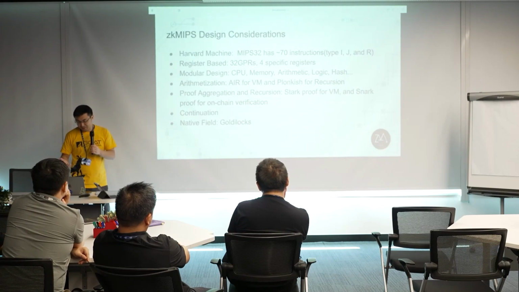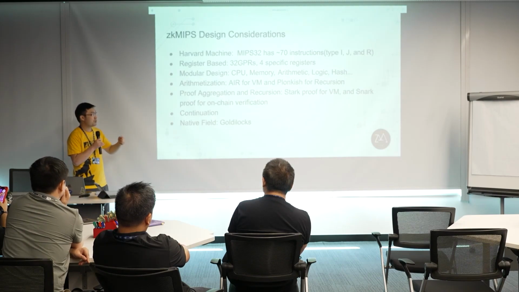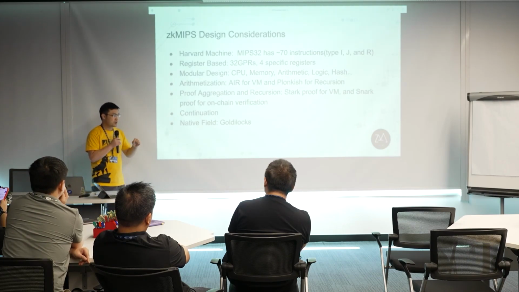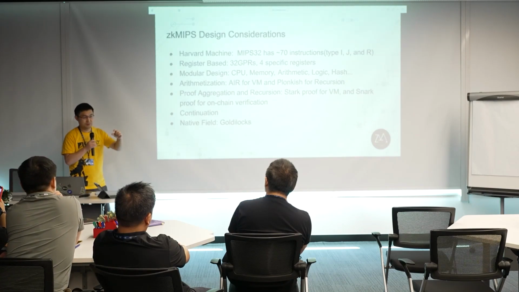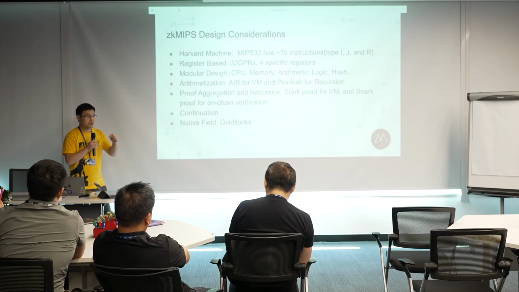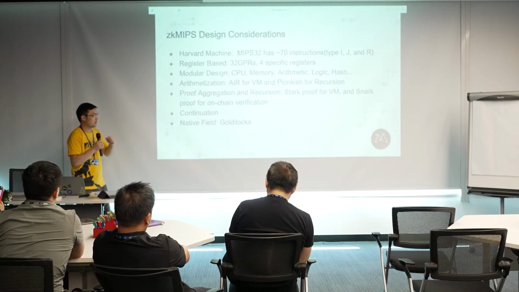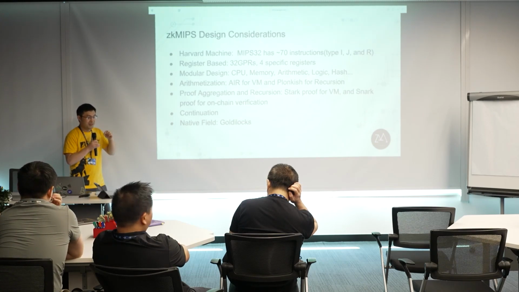And then there are the field and the hash function. Most zkVMs nowadays use STARK for their virtual machine proving. So for the STARK proof system, we need to consider which hash function and which field we are going to use. Of course, the smaller the field and the more efficient the hash function, the less proving time we need.